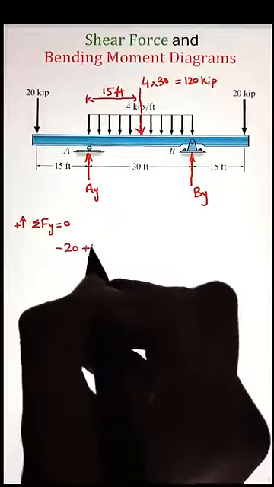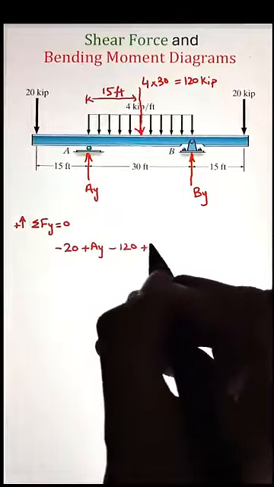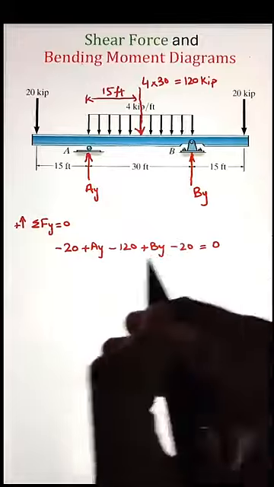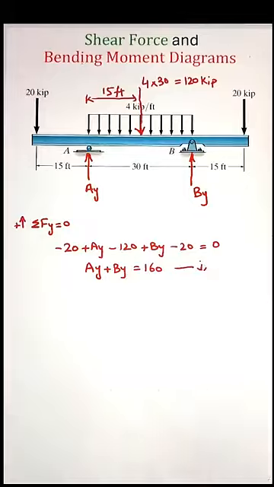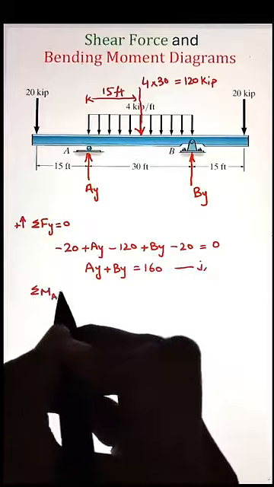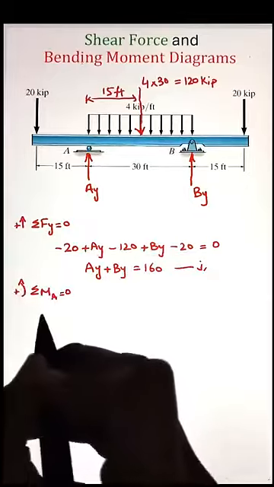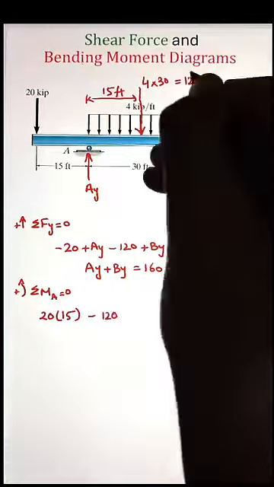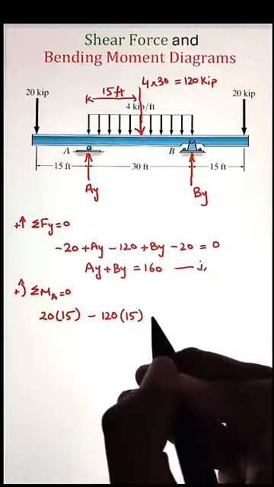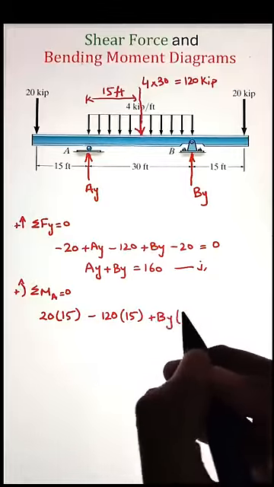However, since all the loads are acting vertically downward, we will have the support reactions only going vertically upward as BY. Next, we can convert the distributed loading into a point load by multiplying 4 kilopounds per foot times 30 feet. That will give us 120 kilopounds. Next, we can apply the equilibrium equation, summation of forces acting along the y direction equals 0, and add all the point loads. This gives us AY plus BY equals 160.